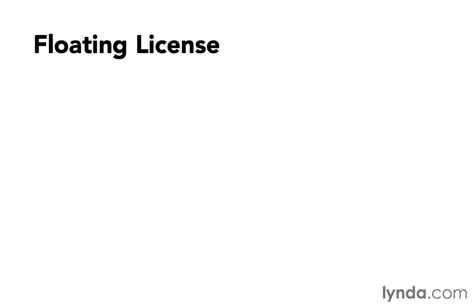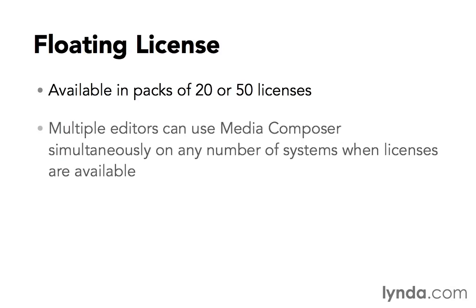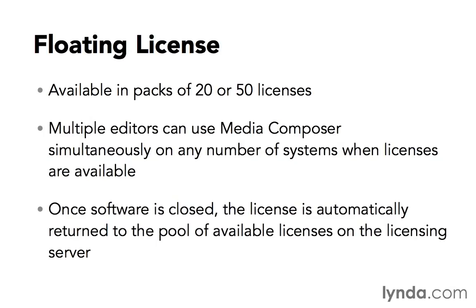There's also an option for a floating license, which lets you purchase a pack of shared licenses to distribute across an entire facility using a single system ID. You can purchase these in packs of 20 or 50 licenses. This option lets multiple editors use Media Composer simultaneously on any number of systems when licenses are available. And then, once you close the software, the license is automatically returned to the pool of available licenses on the licensing server. These licenses can also be checked out for a predetermined period of time.